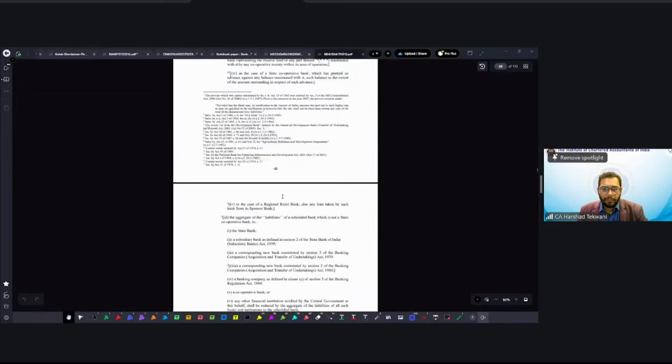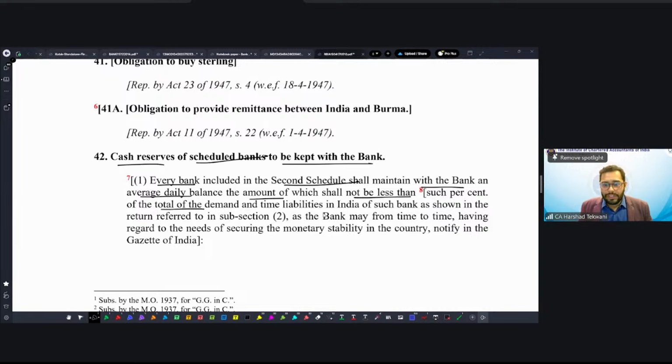See this one. Cash reserve ratios of the scheduled banks to be kept with the bank. Similarly, every bank included in the second schedule is required to maintain with the bank an average daily balance of an amount which shall not be less than such percentage, as provided from time to time, of the total demand and time liabilities in India.